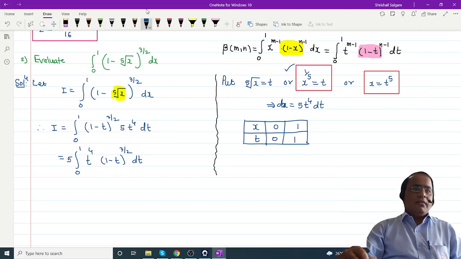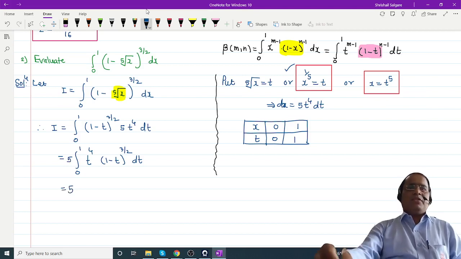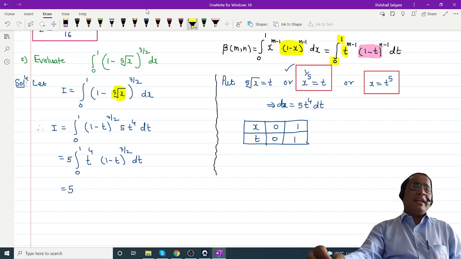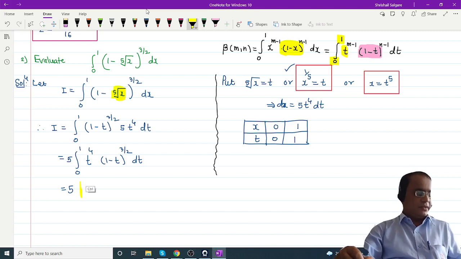Okay, now this 5 outside as it is, can I write this as a beta? Because if you compare, one factor is t raised to some power, the second factor is 1 minus t, and the limits of the integral are from 0 to 1. Means that integral defines a beta. If it defines a beta, what are the parameters? Yes, Vaibhavi. It definitely defines beta. Yes, very good.